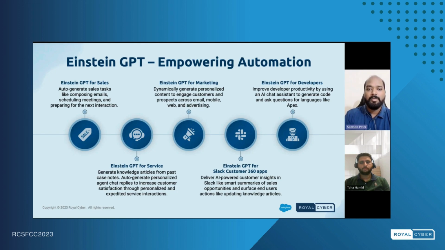Einstein GPT for marketing will generate dynamic, personalized content to engage customers and prospects across email, mobile, web, and advertising. Einstein GPT for Slack Customer 360 apps will deliver AI-powered customer insight in Slack, like smart summaries of sales opportunities, and surface actions for end users, like updating knowledge articles. Einstein GPT for developers will improve developers' productivity by using an AI chat assistant to generate code and ask questions for languages like Apex.